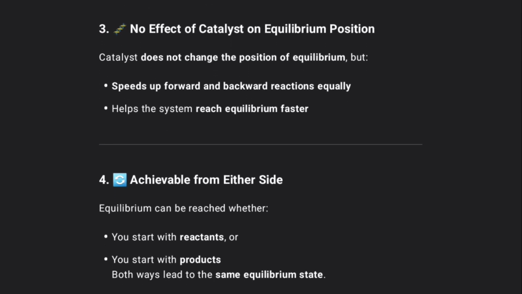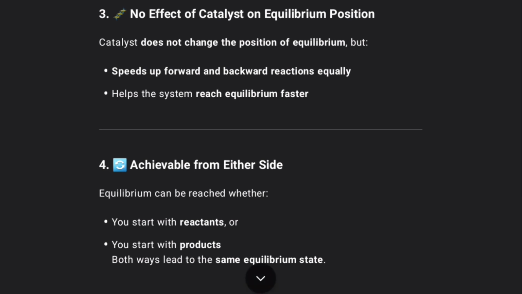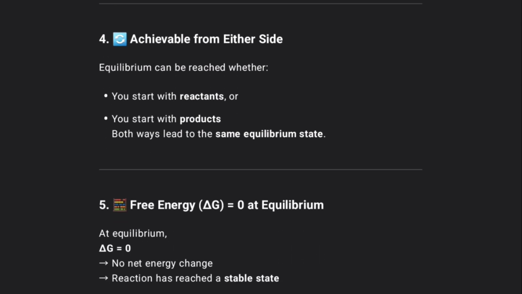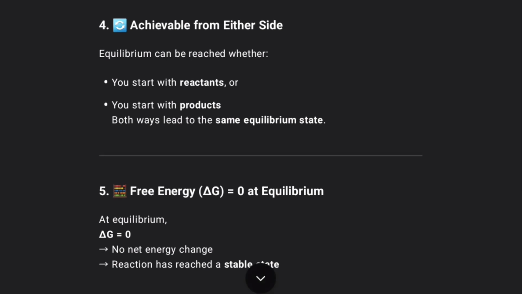3. No effect of catalyst on equilibrium position. A catalyst does not change the position of equilibrium, but speeds up forward and backward reactions equally, helping the system reach equilibrium faster. 4. Achievable from either side. Equilibrium can be reached whether you start with reactants or you start with products. Both ways lead to the same equilibrium state. 5. Free energy ΔG equals 0 at equilibrium. At equilibrium, ΔG equals 0, no net energy change. The reaction has reached a stable state.